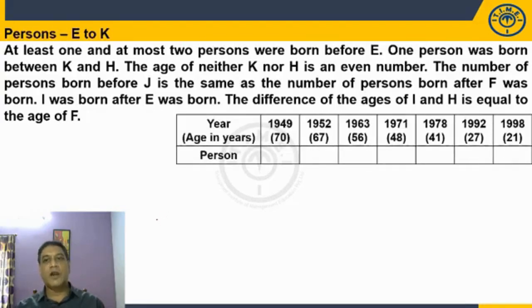Okay. Draw this kind of table. Years: 1949, 1952, 1963, 1971, 1978, 1992, 1998. And these are the years. These are the ages, ages in years. And these are the years of birth.